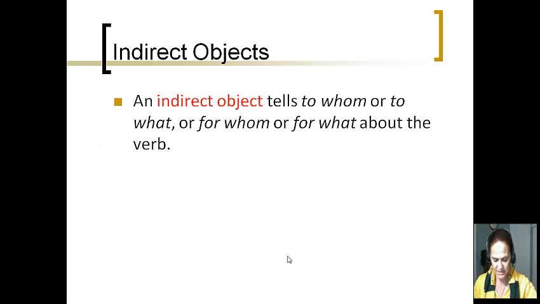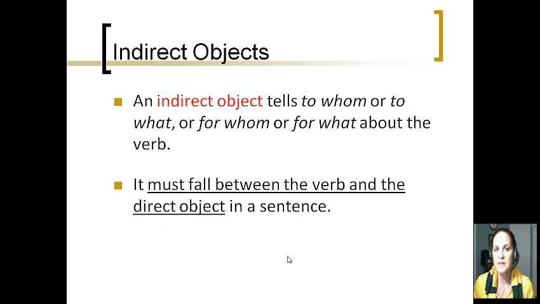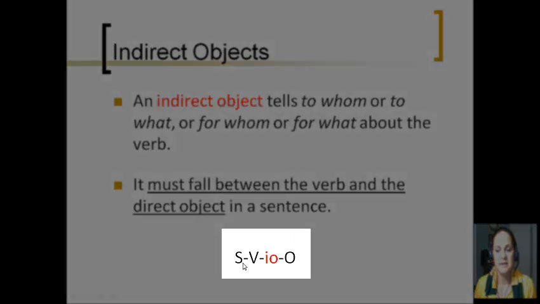An indirect object. Now, not all sentences have indirect objects, but oftentimes when you have a sentence that has a direct object, it will also have an indirect object. An indirect object tells to whom or to what or for whom or for what an action is done. The important thing to remember, and we talked about this a few weeks ago, is that an indirect object falls between the verb and the direct object of your sentence. So your sentence order would be a subject, a verb, an indirect object, and then your direct object.